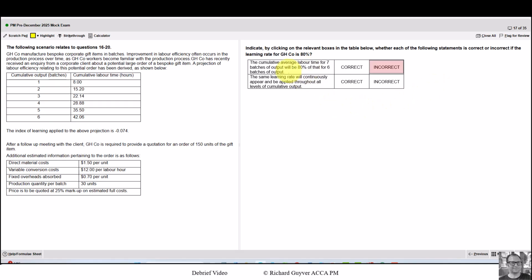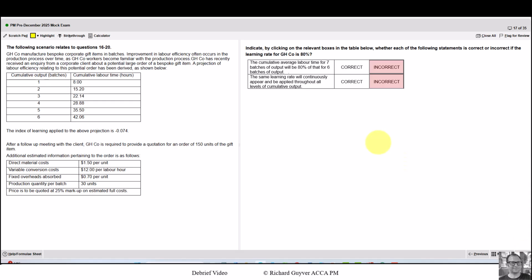This is incorrect. An 80% learning rate occurs when we double the output, i.e. going from 6 batches to 12 batches, you double the output, then the cumulative average time will be 80% of the previous average time. So that one's incorrect. The same learning rate will continuously appear and be applied throughout all levels of cumulative output. That's not true. At some point in time, it's expected they'll reach the steady state where no more improvement can be made, and so therefore the learning rate will no longer apply.